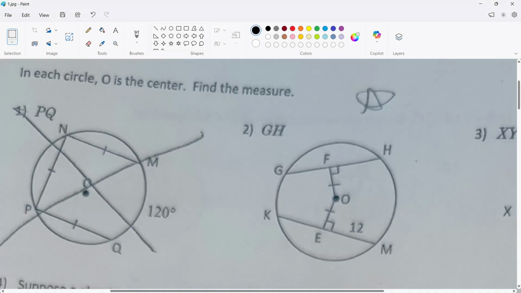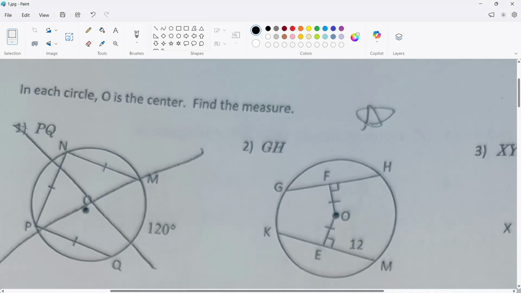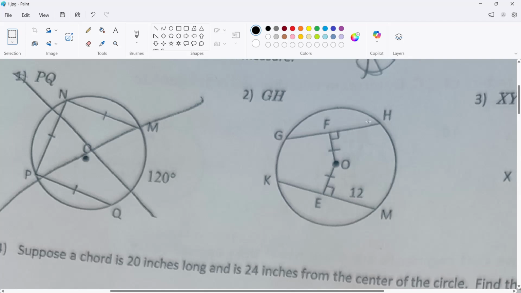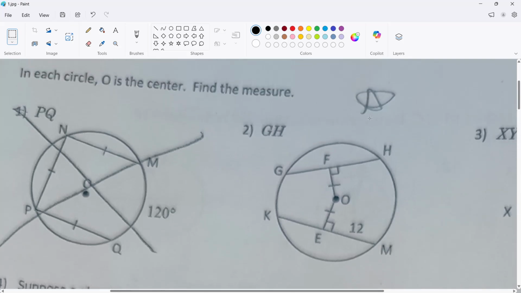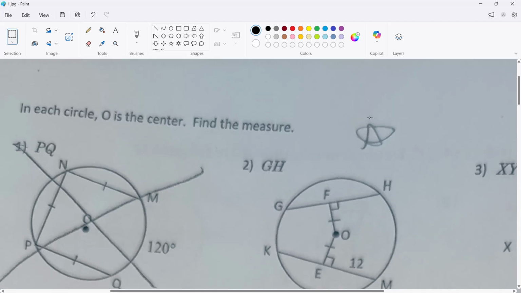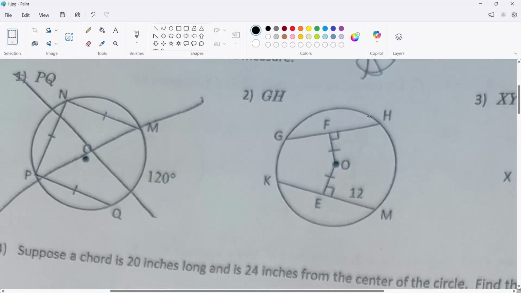This is a selection of problems from a geometry worksheet on circles and chords and radii and so forth. Radii are the plural of radius. So this says, in each circle, O is the center, find the measure. It wants the measure of GH. I'll put it in red, GH.